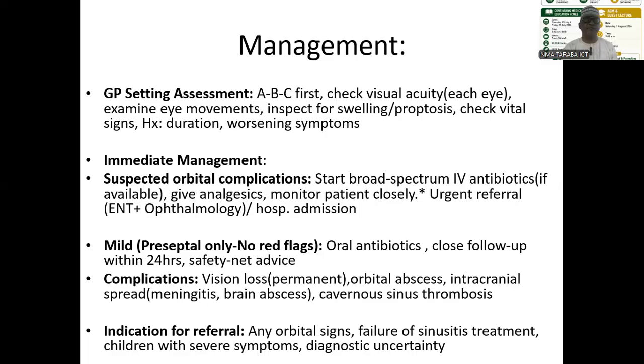The immediate care that this patient will need is that if there is orbital complication, start broad spectrum IV antibiotics if available. Give an analgesic and monitor these patients closely. Then you refer to the ENT or ophthalmology for hospital admission and definitive management. The funny thing is that in some of our centers, these patients don't even have money to go anywhere. So you have to just admit and start this treatment aggressively before they source money to move. In mild cases, you can give oral antibiotics and monitor these patients closely.